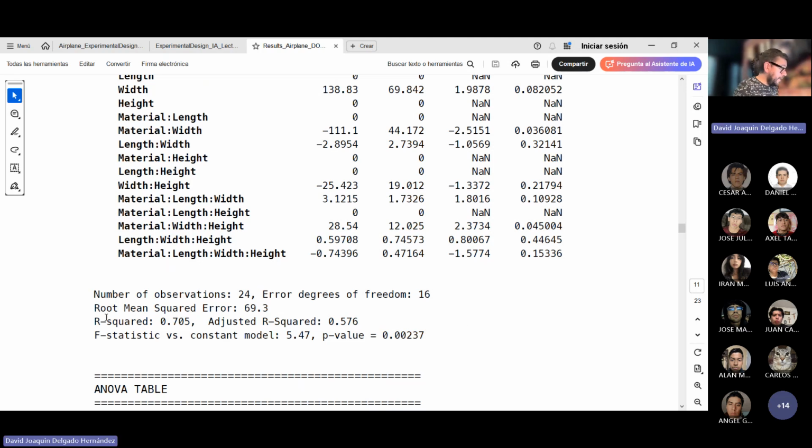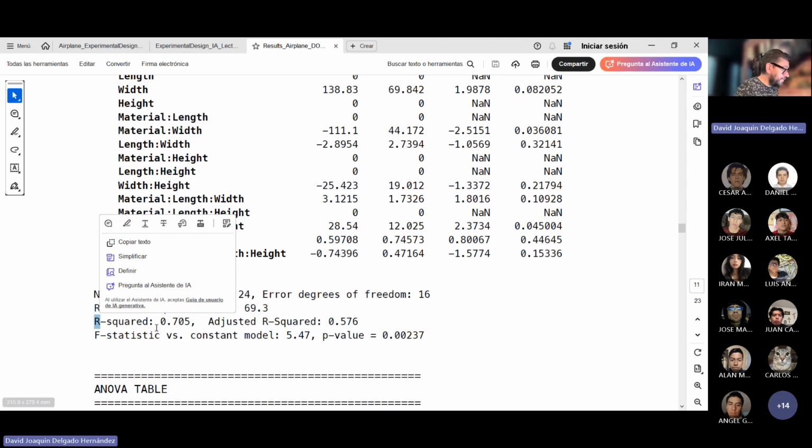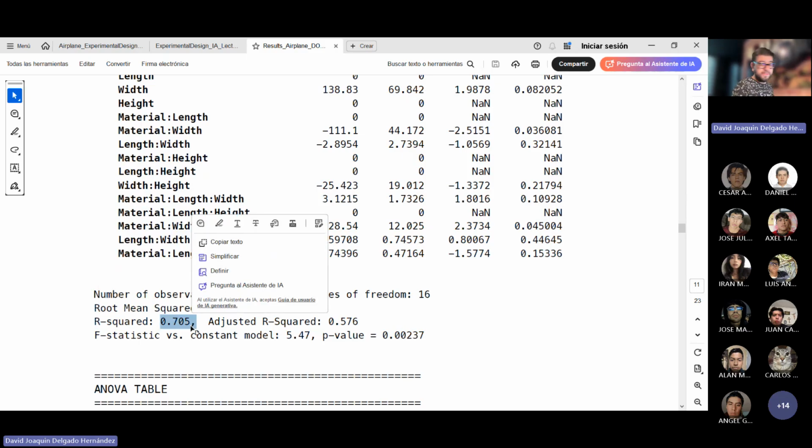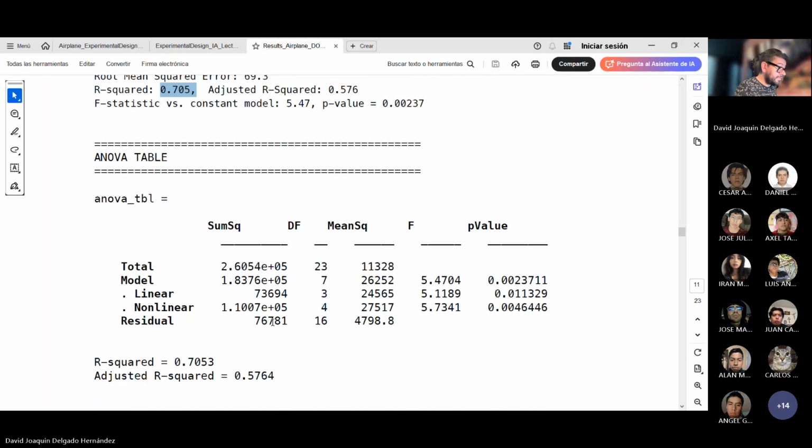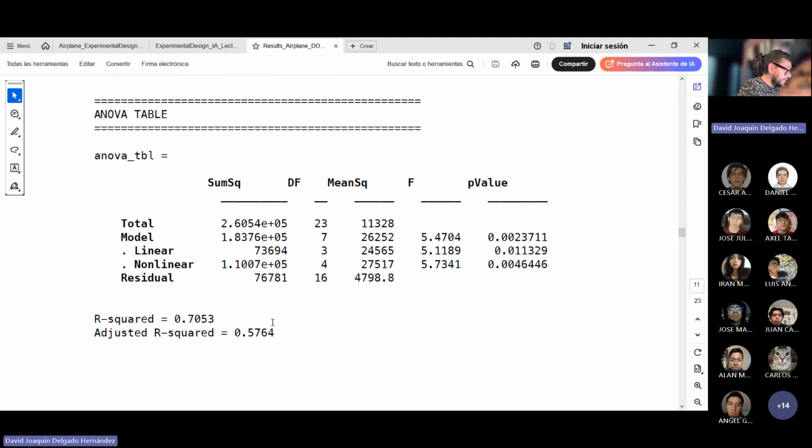Here, well, the R squared is much better than the previous one. The previous one was 37. This is almost double. This is 0.70, which is 70% can be predicted with this model. And the other one was only 37%, almost half of this quantity. Okay.